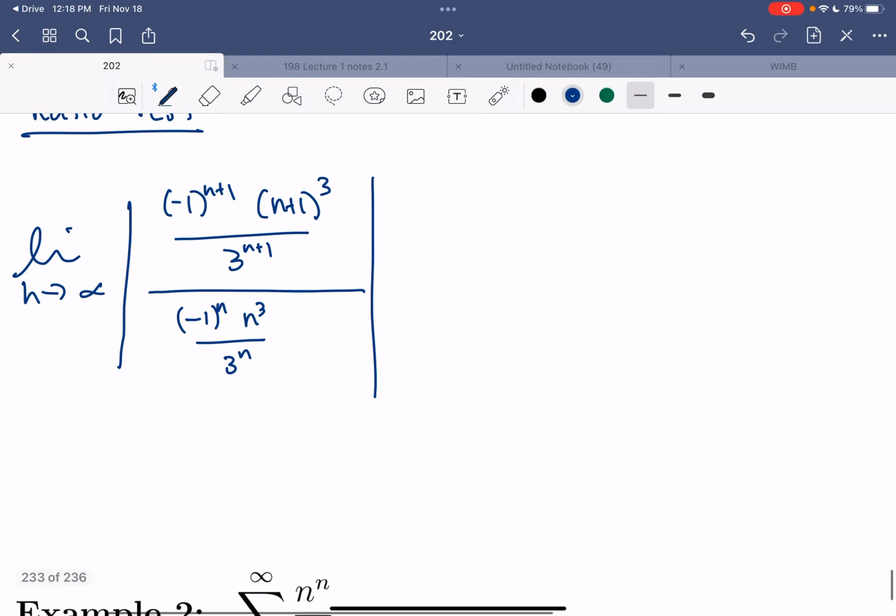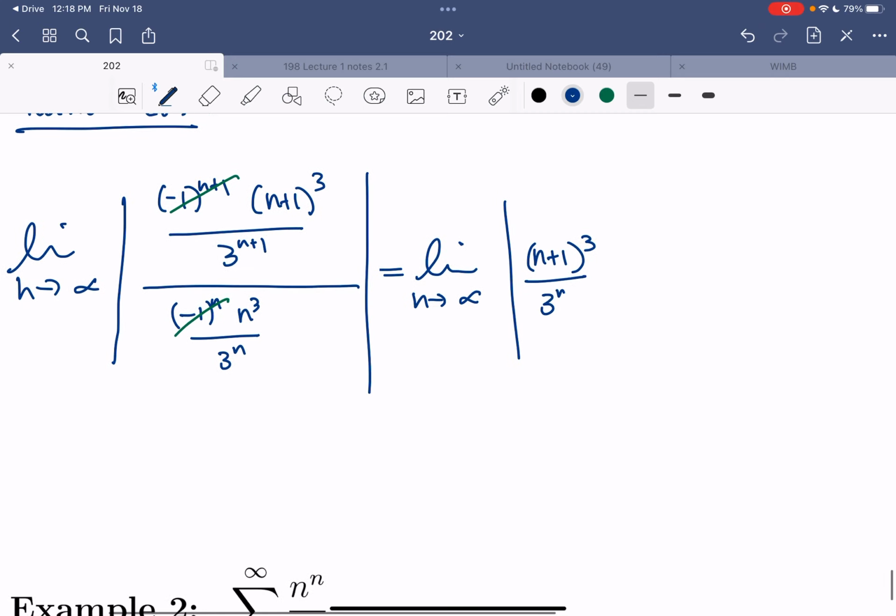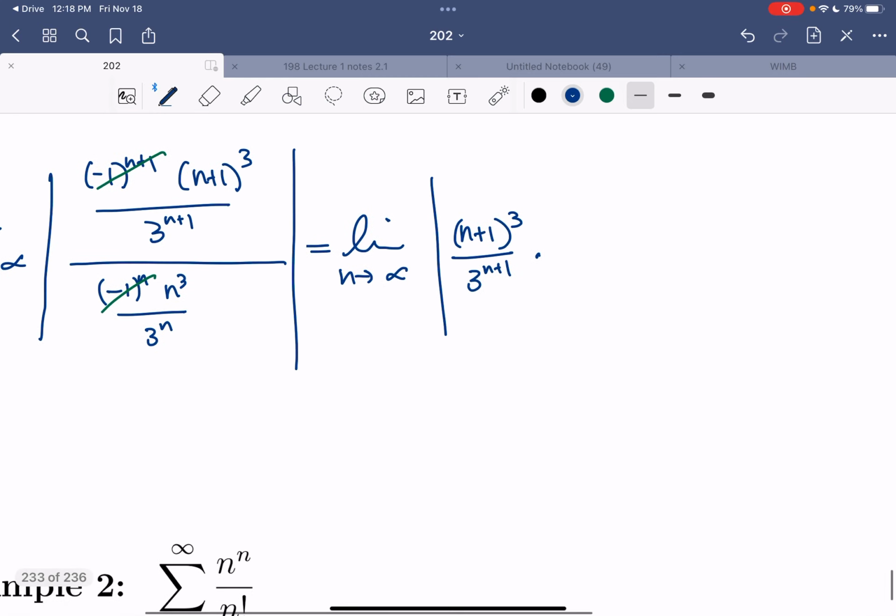And then I've got to simplify this. The first thing we're going to do is, because of the absolute value, we're allowed to get rid of the alternating term, so that just goes away. Then we want to deal with our improper fractions. So this is the limit as n goes to infinity of the absolute value of n plus 1 cubed over 3 to the n plus 1, times, if we're dividing by a fraction, we multiply by its reciprocal. So this is times 3 to the n over n cubed. So flip it over.